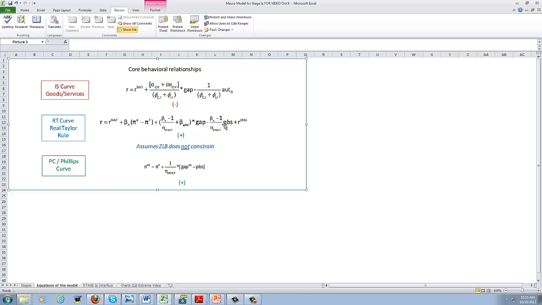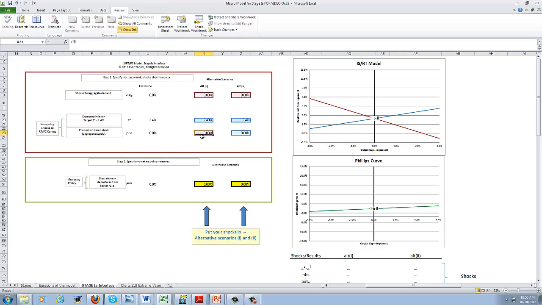So the idea here is that this curve, this real Taylor rule, will also have to shift upwards when we have an adverse shock to the short-run aggregate supply curve. So let's go back and put in, and this is going to be a fairly sizable shock to the short-run aggregate supply curve, minus 2.5%. Okay, and you can see that what happened is exactly what I said was going to happen.